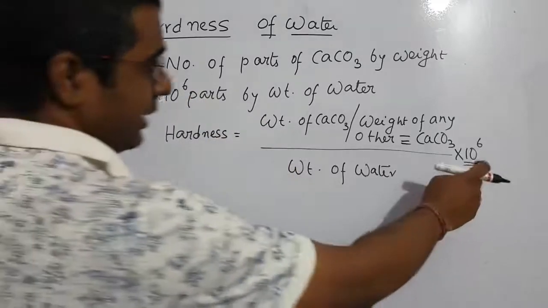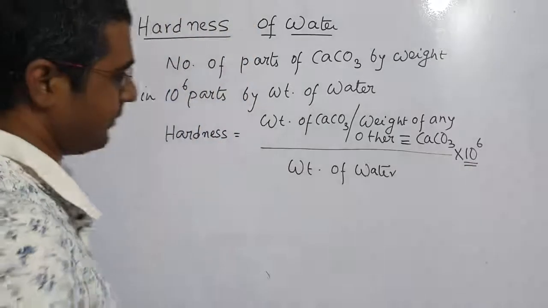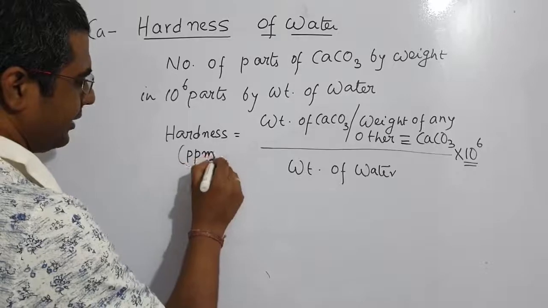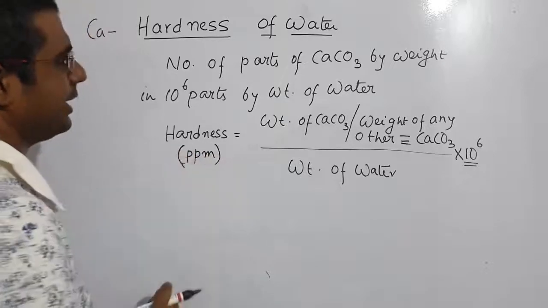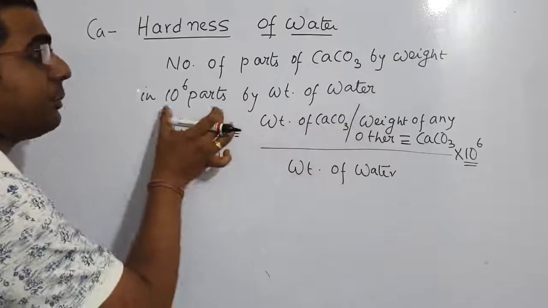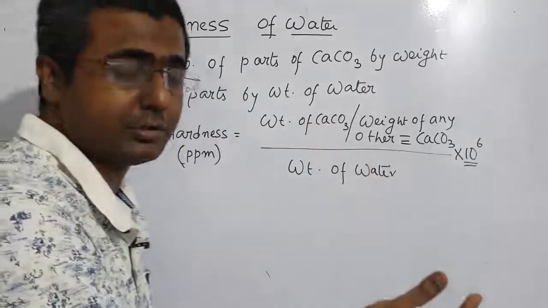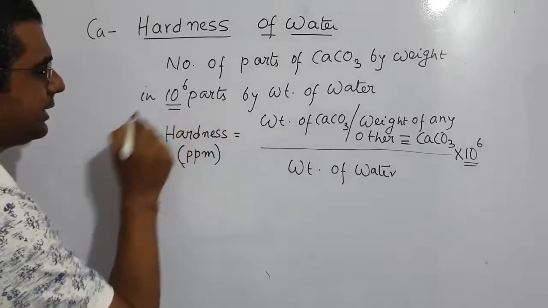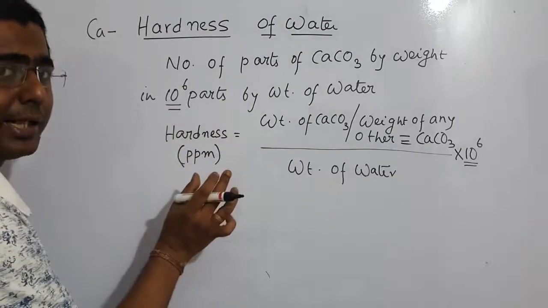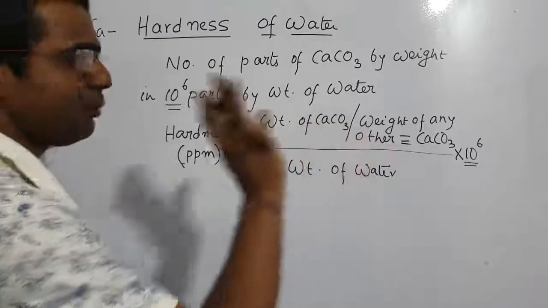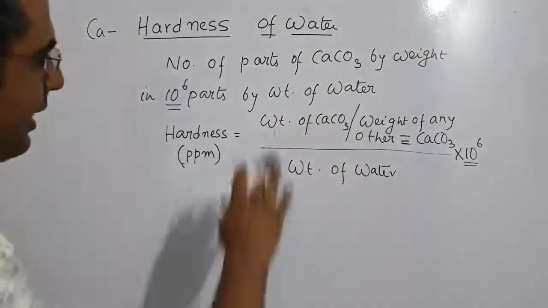So this ensures that you do it by 10 to the power 6 parts of weight of water. So whenever this 10 to the power 6 comes, basically that means this unit will be in parts per million. Okay? ppm, parts per million. That means parts of weight of CaCO3 by 10 to the power 6 parts of weight of water. So that means it has to be parts per million, because 10 to the power 6 is parts per million, right? Million. Okay? Clear hai? So this is the formula that you are going to use.